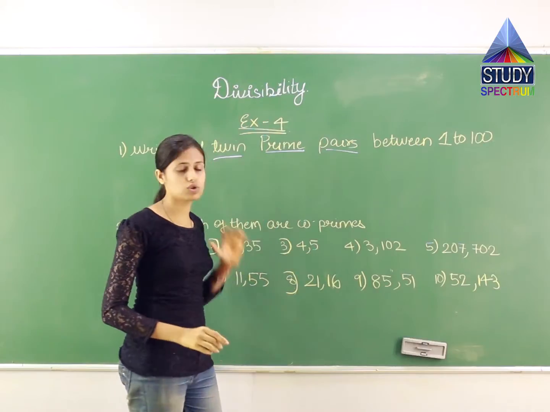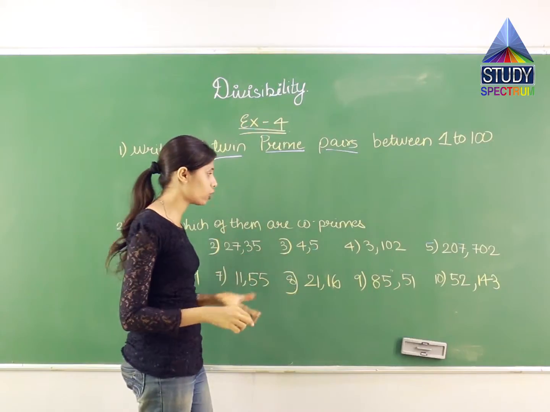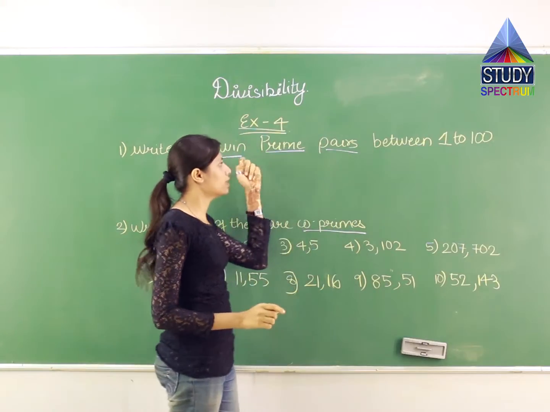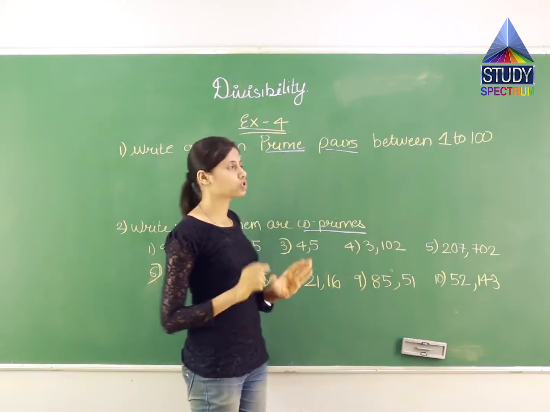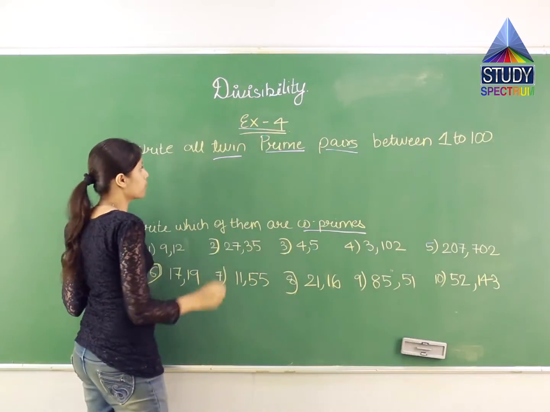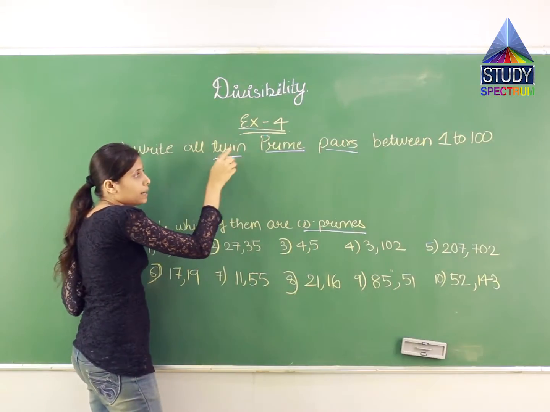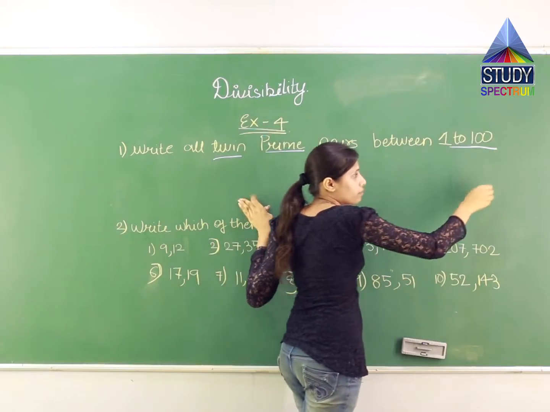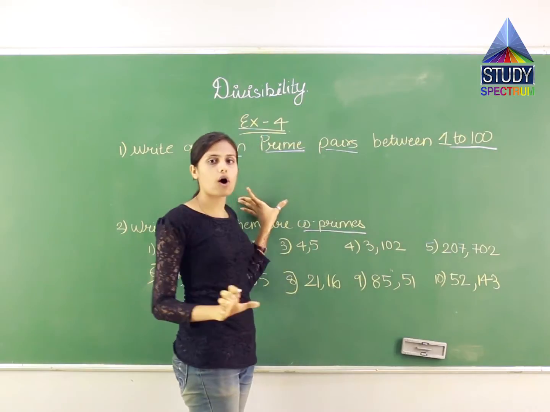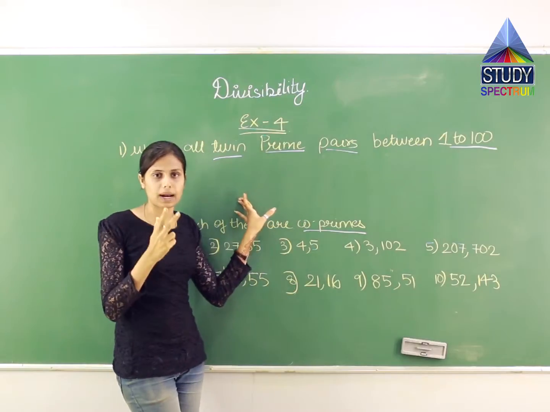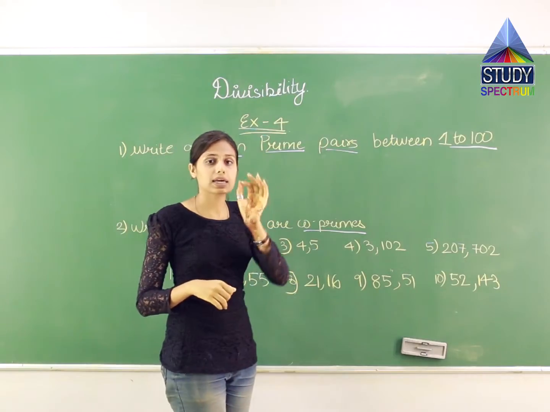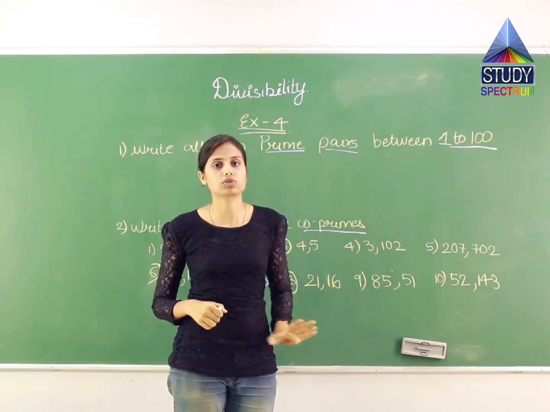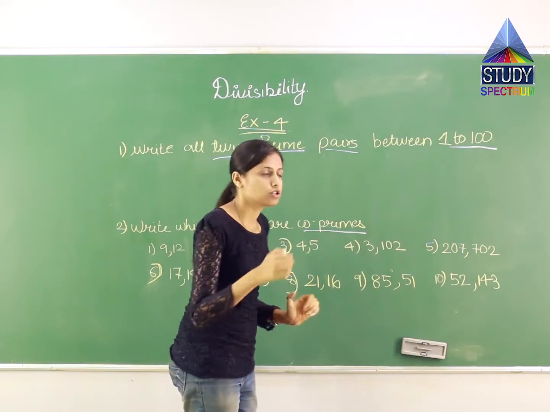We will solve the first question and then we will understand the second concept, which is co-primes. So first we will finish off with twin prime pairs. The first question of this exercise, exercise number 4: write all twin prime pairs between 1 to 100. They are asking for all pairs of 2 prime numbers whose difference should be 2, meaning the number in between will be composite. Getting it? So let us start.